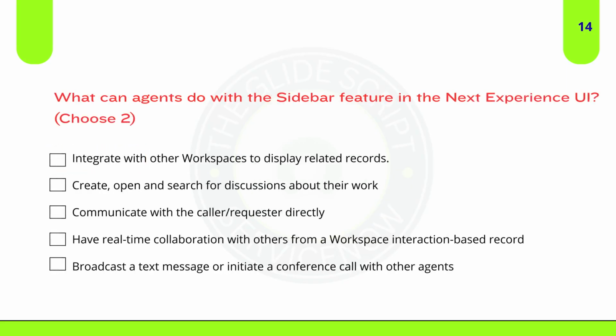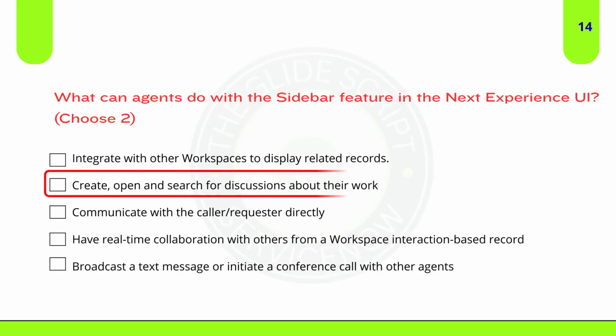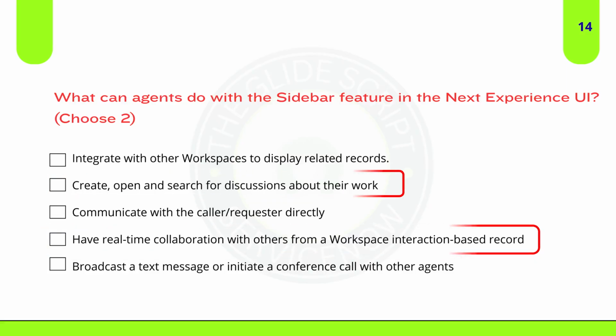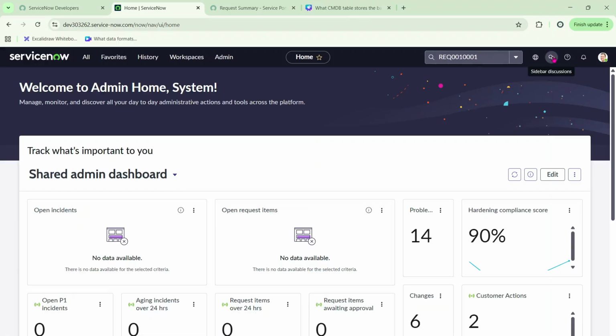Next, what can agents do with the sidebar feature in the next experience UI? Choose two. So out of 5 options, you will have to choose 2. The correct options are: create, open and search for discussion about their work, and have real-time collaboration with others from the workspace interaction based records. So options number 2 and 4 are the correct ones. So using the sidebar, agents can have real-time collaboration with others based around a workspace task list. For the sidebar discussion, you can come here. See, this is the option for the sidebar discussions.